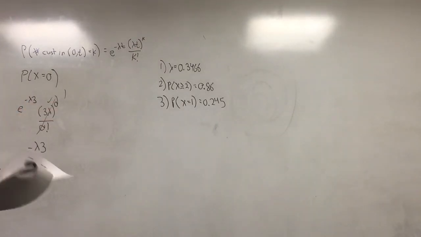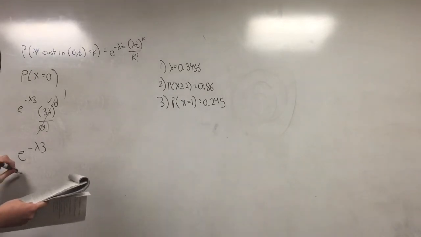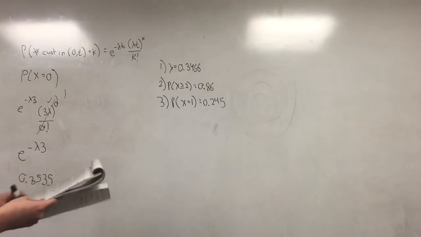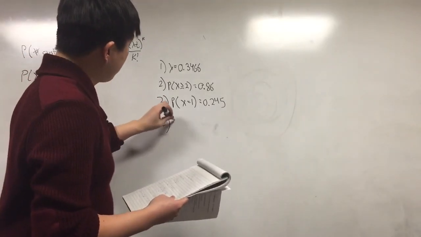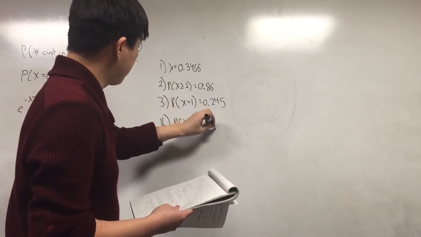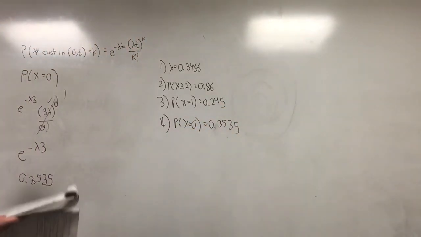You plug in lambda, and you get this probability is equal to 0.3535. So 4 is equal to the probability of x equaling 0 is equal to 0.3535. And that's part 1.